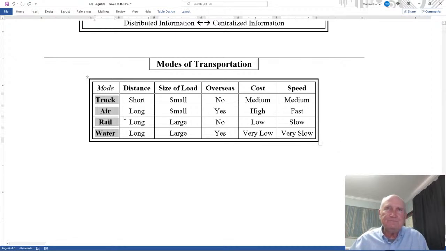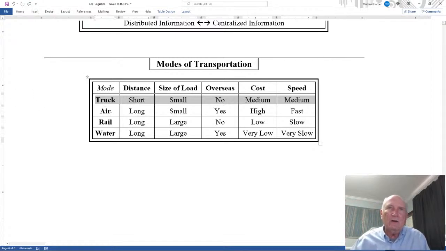First of all, the truck. The truck is a very short distance, and the size of the load is small. You can't have trucks overseas, and the cost is medium and the speed is medium. And so the truck is the preferred mode of transportation for the last mile. In other words, that's the last mile to the customer, and then you're done.